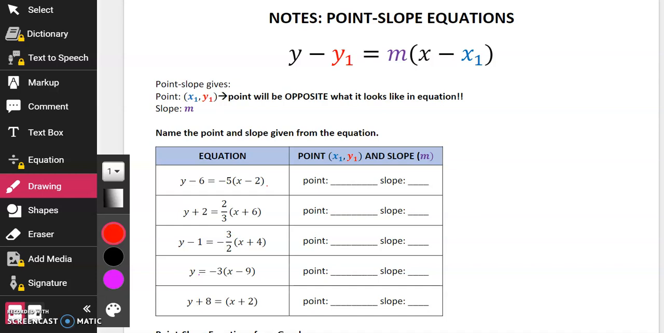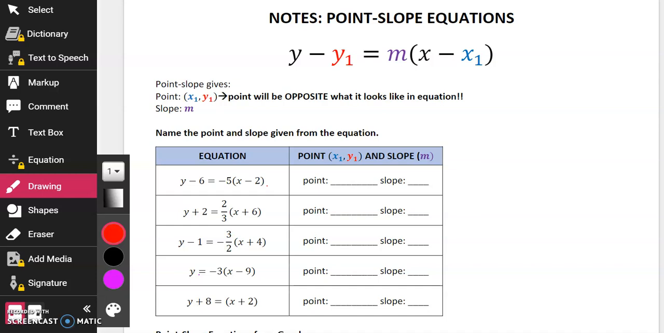Remember in algebra, point slope literally tells you what the equation gives you. It gives you a point that's on our line and it gives you the slope of the line. So it gives you those two pieces of really crucial information. The point slope formula is y minus y1 equals m times the quantity x minus x1.